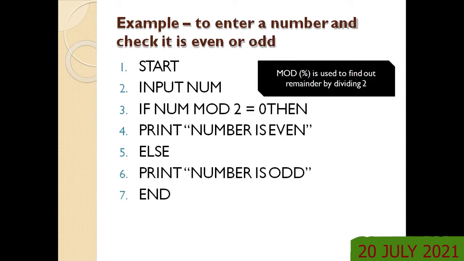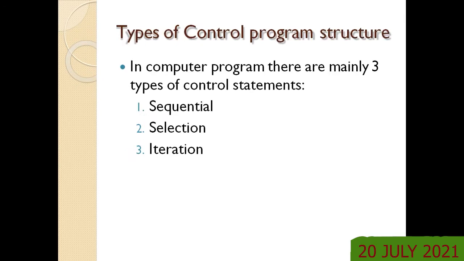Now, enter a number and check whether it is even or not. How will you check whether a given number is even or odd? If the number is divisible by 2, then it is even, otherwise it is odd. What is written here? If number mod 2 is equal to 0, then print number is even, otherwise print number is odd. So the pseudocode steps are: start, input the number, and mod is what? It finds the remainder on dividing by 2. If it is 0, print number is even, otherwise print number is odd. This is the pseudocode for checking whether a given number is even or odd.